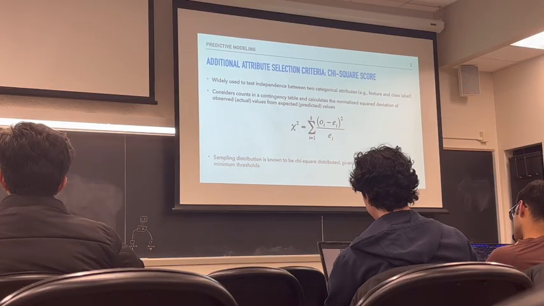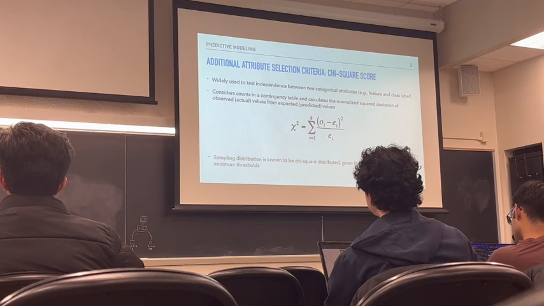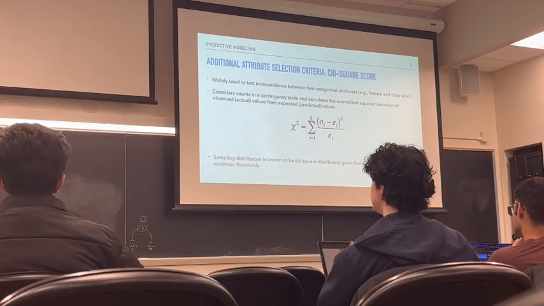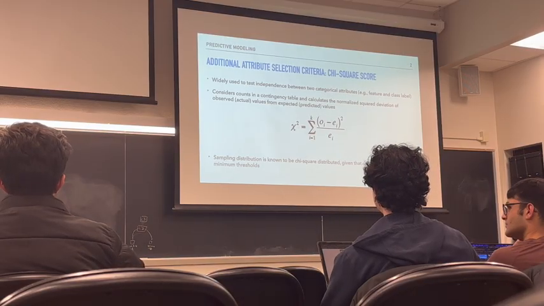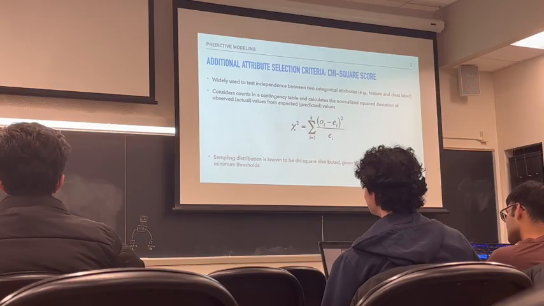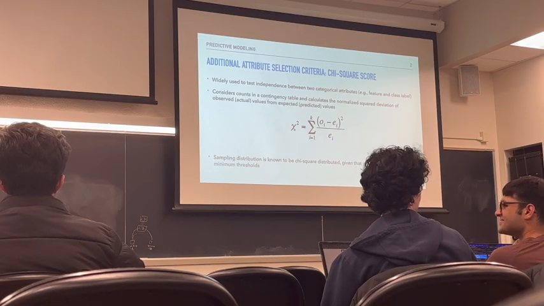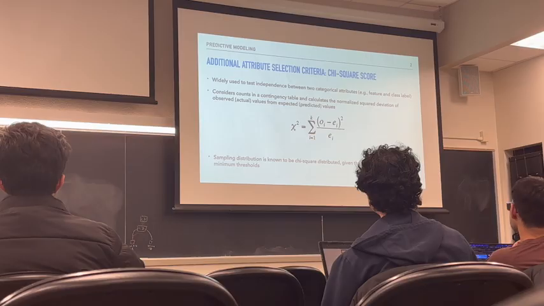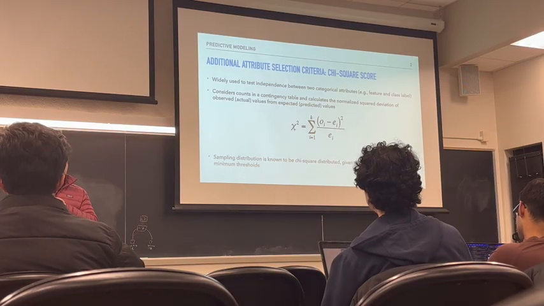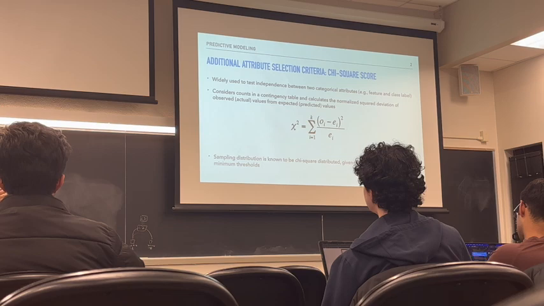If you've taken a stats course, you might have seen this before, at least the chi-square test. Has anyone seen this before? Does anyone want to explain what it is? You don't have to be correct. Yes. It's a test for independence by essentially checking if proportions stay consistent across different categories. Okay, yes, so it's a test for checking independence.